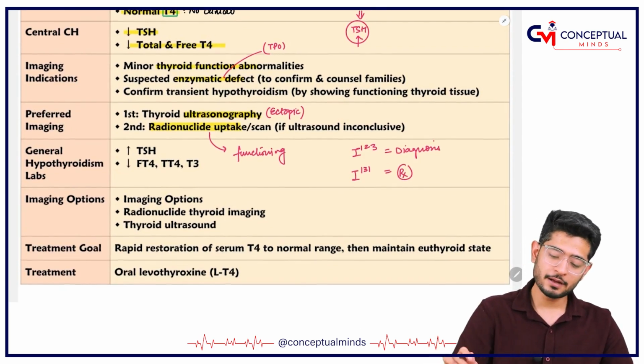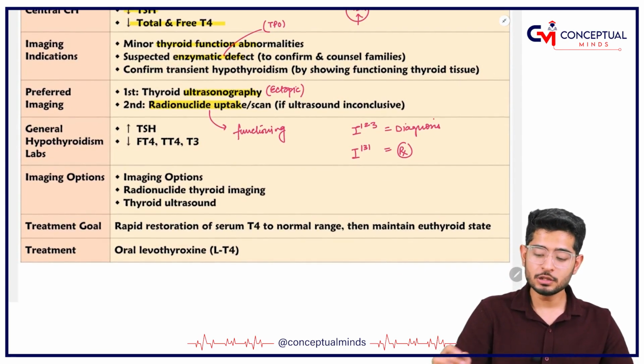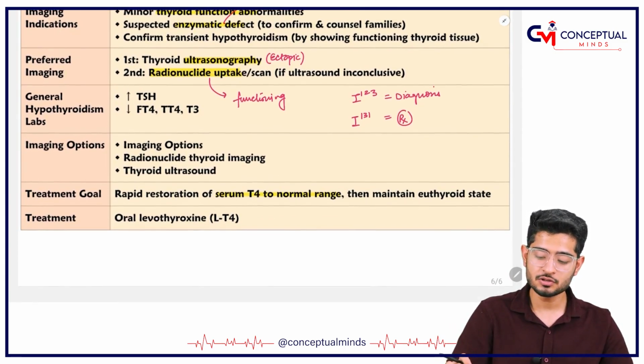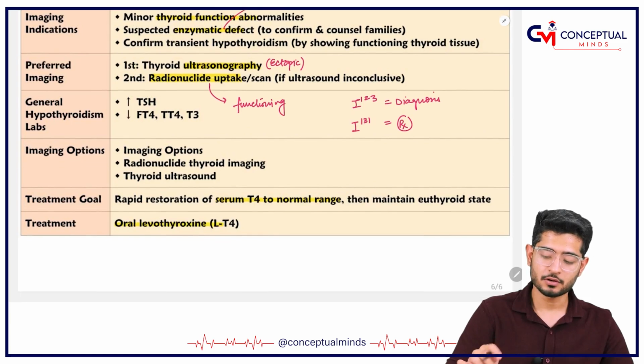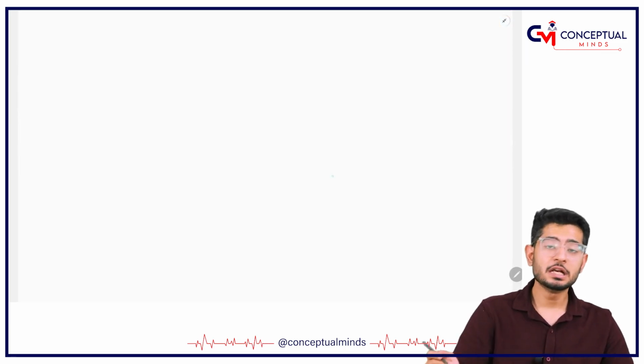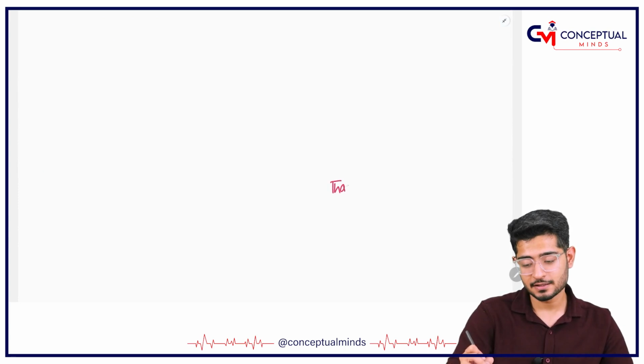And then you have got the treatment goal. So what is the treatment goal? We just want the serum T4 to come into the normal range. So we give oral levothyroxine to the baby, and this is it for congenital hypothyroidism.